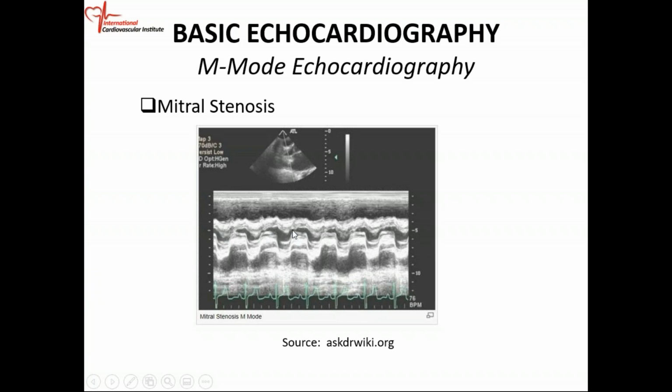ECG is on the bottom. In diastole the mitral valve is supposed to open, in diastole the mitral valve is supposed to open, in diastole the mitral valve is supposed to open. This is supposed to be your E point, F point supposed to be there, A point supposed to be there, C point right there. One of the things that you get with mitral stenosis is that your E to F slope is not going to be steep, it's going to be flat, okay? And that's one of the hallmarks of mitral stenosis. The E to F slope is not steep, it's flat.